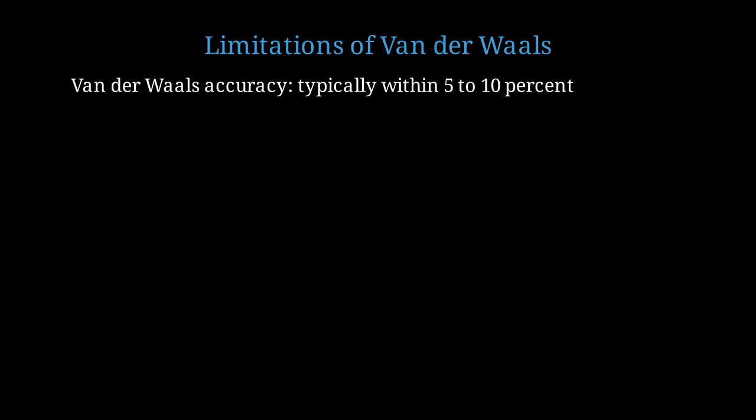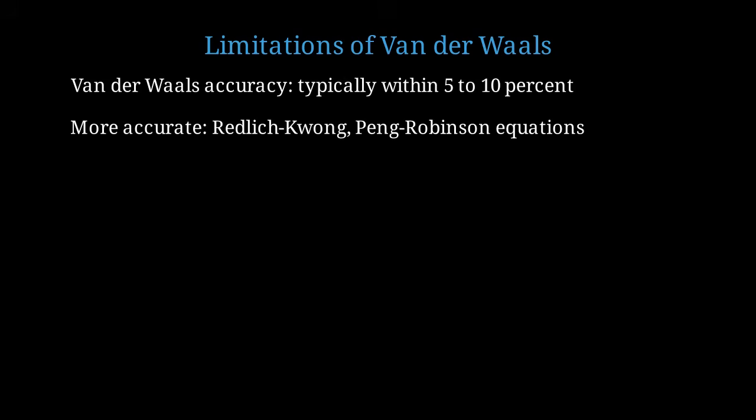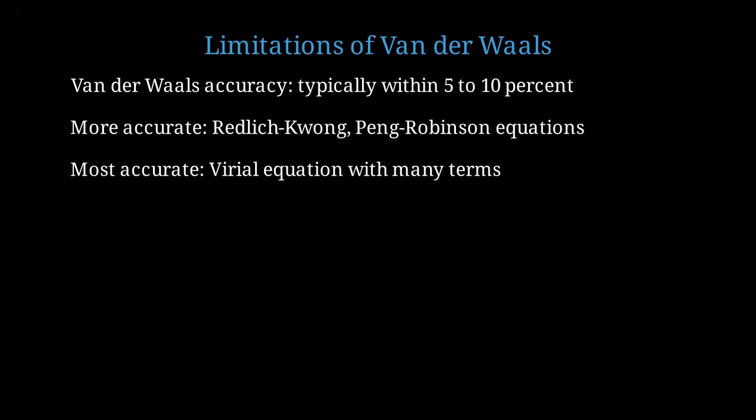Modern science has developed even more sophisticated equations. The van der Waals equation is typically accurate to within 5 to 10% for moderate conditions. That's good, but not good enough for precision engineering. Modern equations like Redlich-Kwong or Peng-Robinson are more accurate. They use temperature-dependent parameters and more complex correction terms. The most accurate approach is the virial equation, which expresses Z as a power series in pressure or density. But it requires many experimentally determined coefficients.